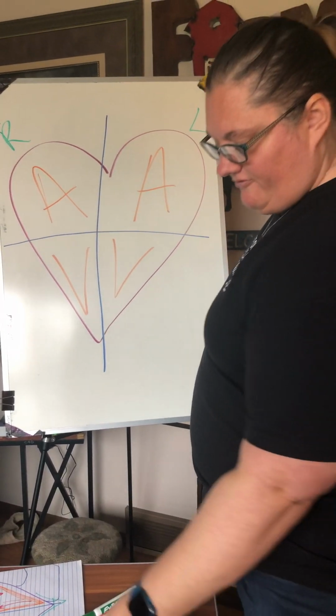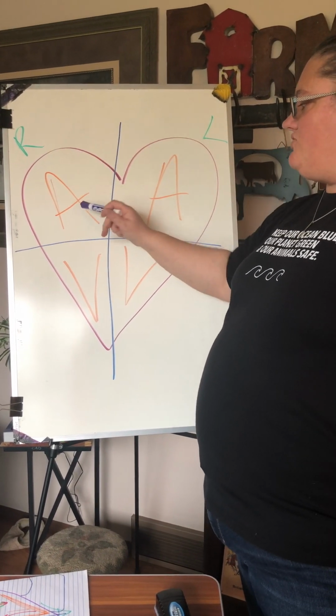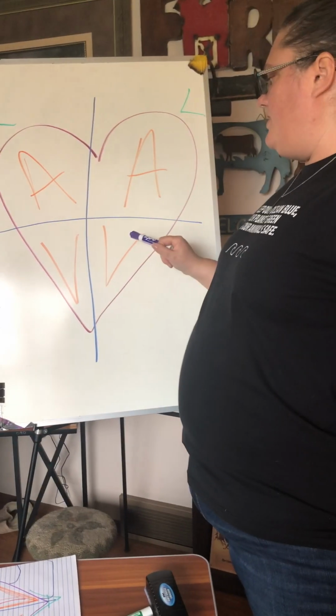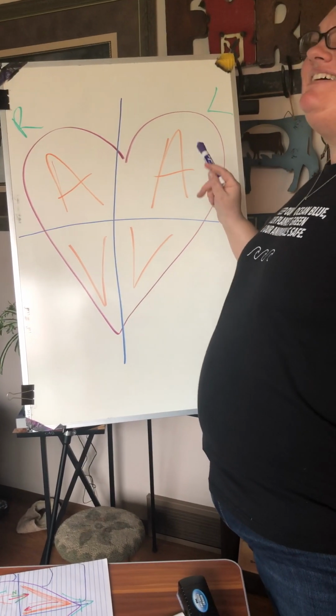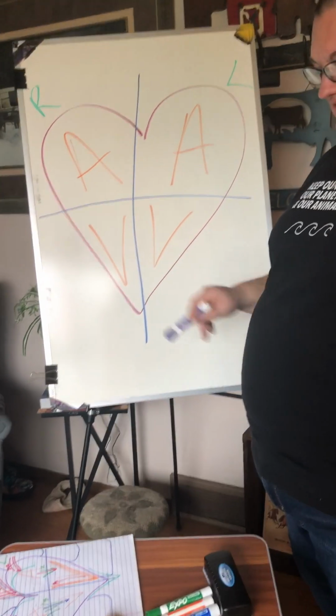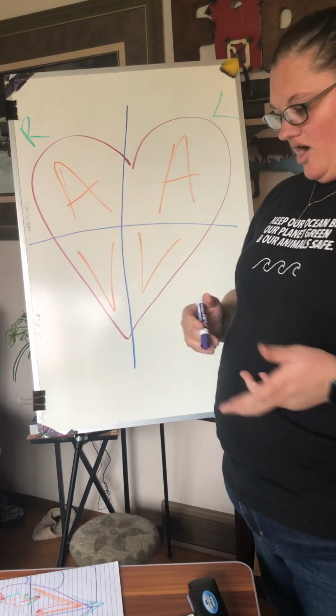All right, so we have the 4 chambers. We have the right atrium, the right ventricle. We have the left atrium, the left ventricle. All right, so we're going to talk blood flow through the heart.